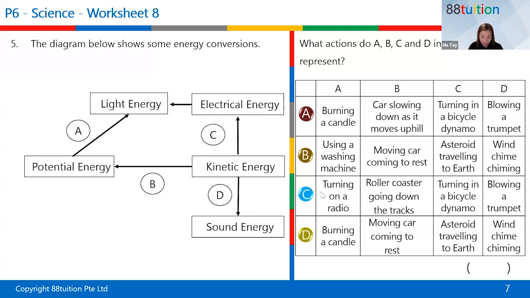Come back to question 5. If you look at A, there's some energy conversion here, right? From potential energy, it's converted to light energy. So you have to start thinking what kind of activity or actions will lead to potential energy being converted to light energy. We know a few examples, right? It can be even like burning a candle. It can be maybe if you have the fireplace at home.